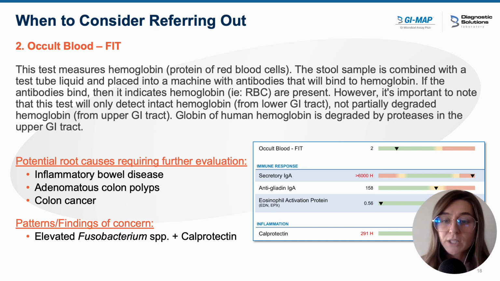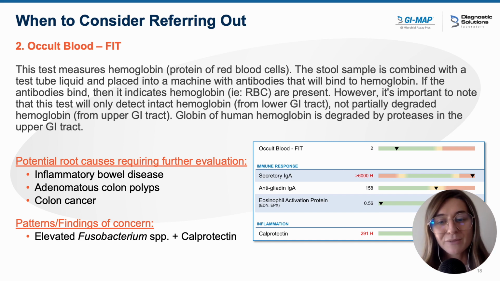So the ones that are going to require a referral are going to be inflammatory bowel disease, colon polyps, and colon cancer. Some patterns or findings that would raise concern for that on testing of those more serious underlying root causes is going to be a really high occult blood, but also seeing calprotectin, marker of inflammation, and then also an elevated Fusobacterium species. There is studies coming out that elevated Fusobacterium species correlates with colon cancer and is actually a bacteria that's found within dissection of these cancers. So just keep that in mind if you're seeing those patterns.